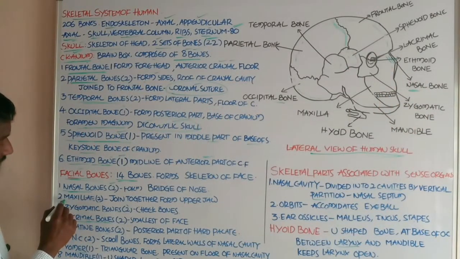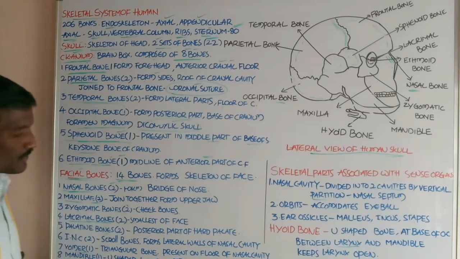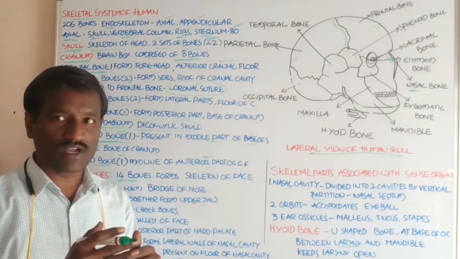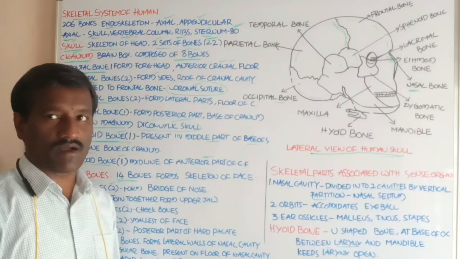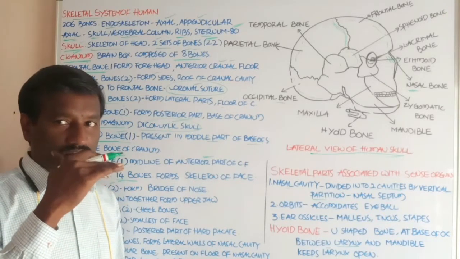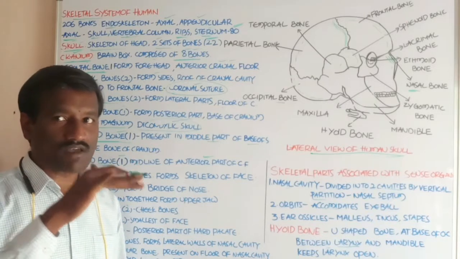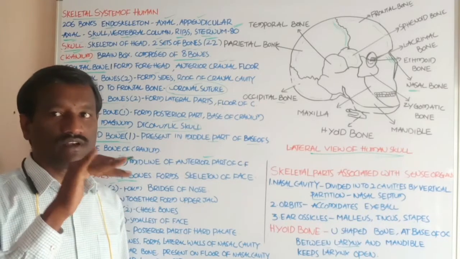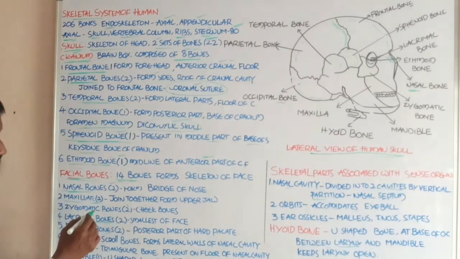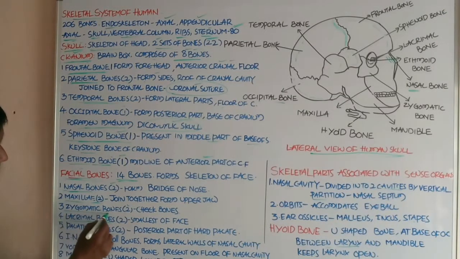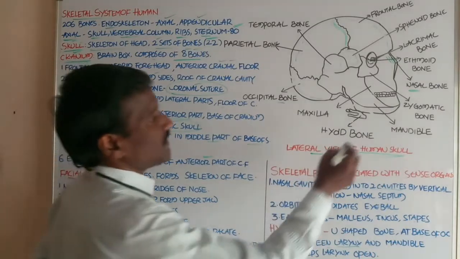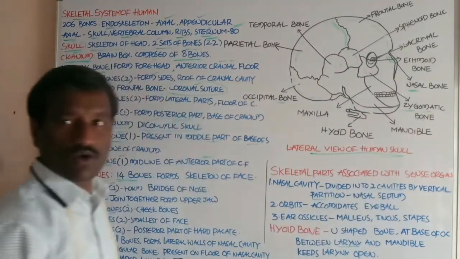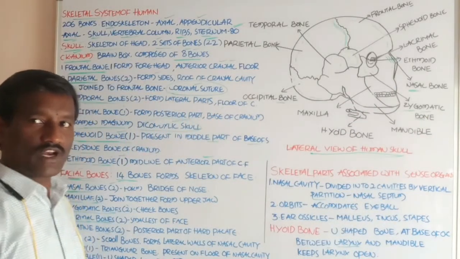Next, the second one is the maxillae. Maxillae are 2 in number, joined together, and form the upper jaw. This is the surface of the upper jaw that shows the sockets or alveoli used for lodging the teeth inside. Okay student, next, the third one is the zygomatic bones, 2 in number, also called cheekbones.